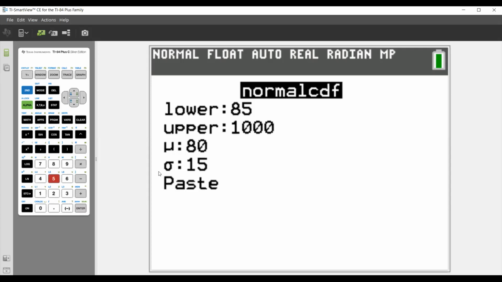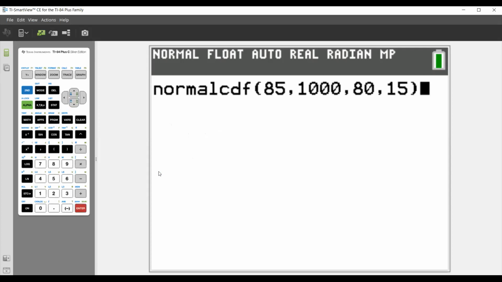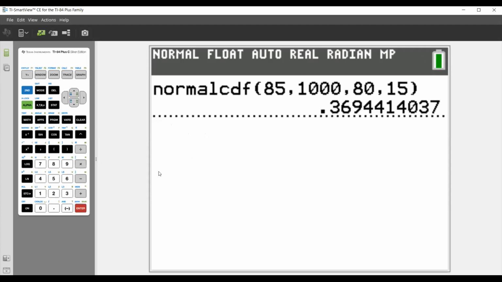This is the problem. This is the probability that x, a normal random variable with a mean of 80 and a standard deviation of 15, is greater than 85. The way you would type it in for your 83 calculator, and there's your answer, 0.3694, rounded to 4 decimal points.